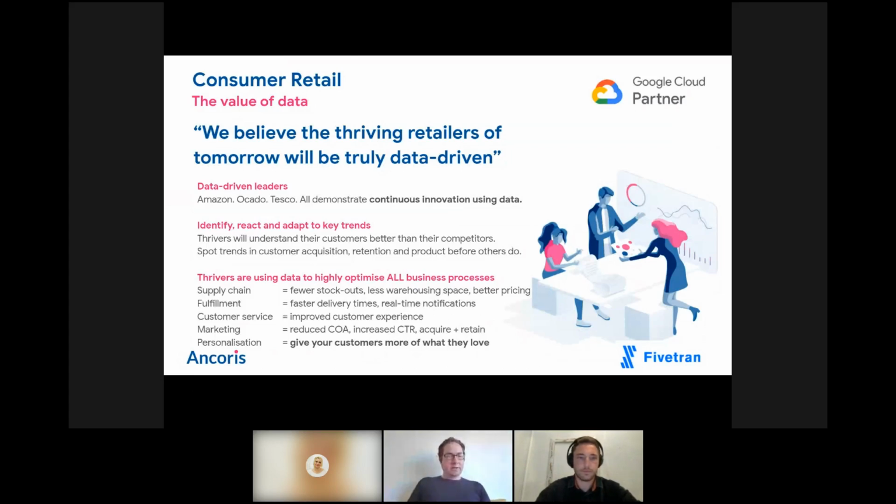If we look at the data-driven leaders right now, clearly Amazon, Ocado, look at someone like Tesco. Tesco were the first supermarket in the UK to introduce a Clubcard. The reason they introduced a Clubcard wasn't necessarily to give their customers reward points, which, from a customer standpoint, is great. The Tesco Clubcard was all about tracking what customers were buying, which supermarkets up until that point had no idea of.